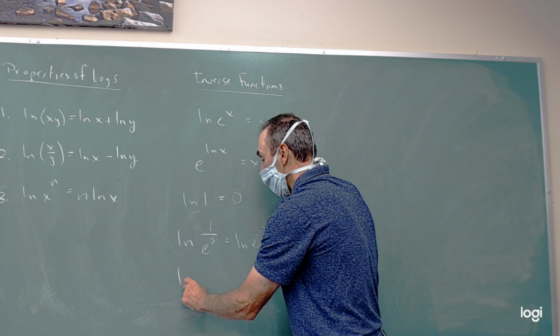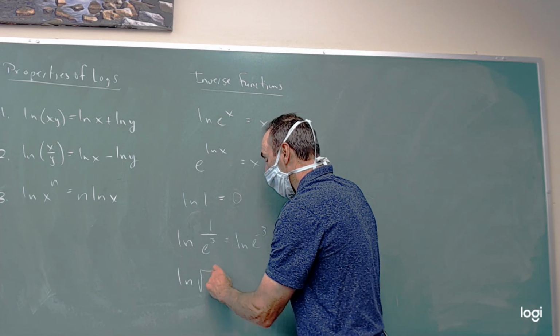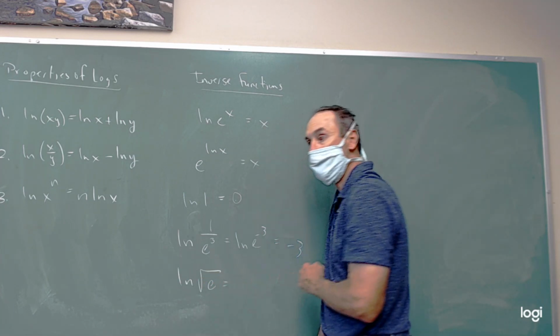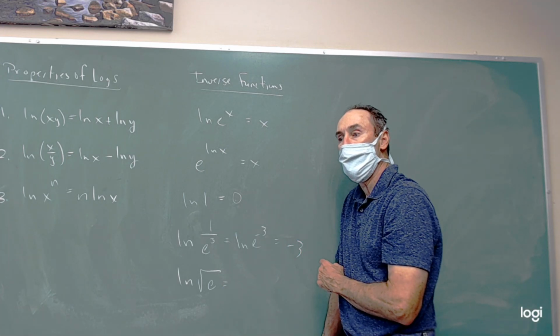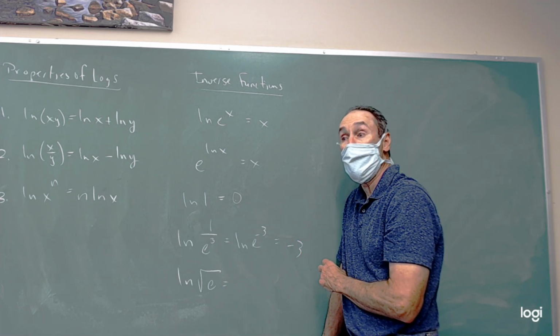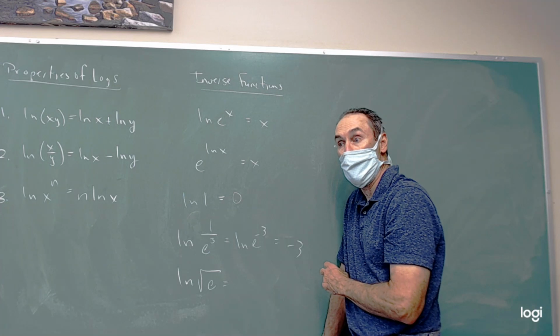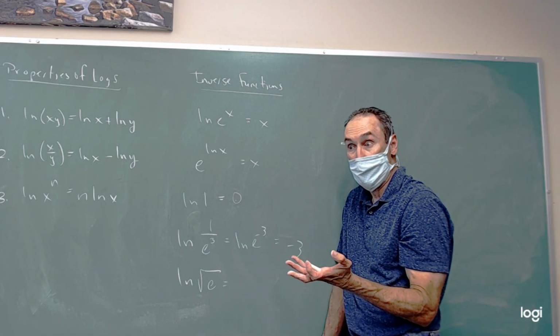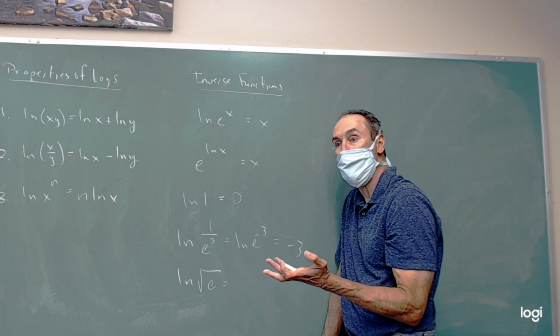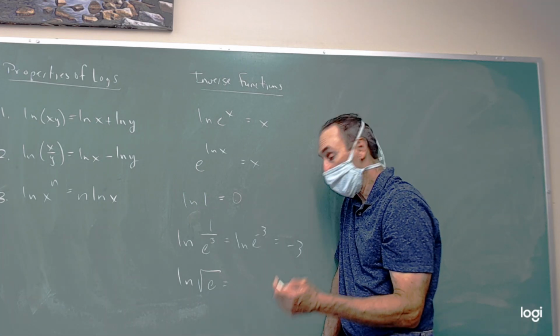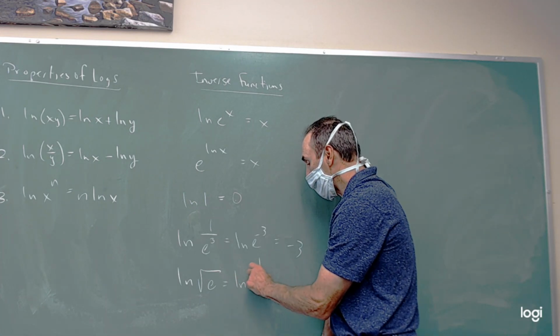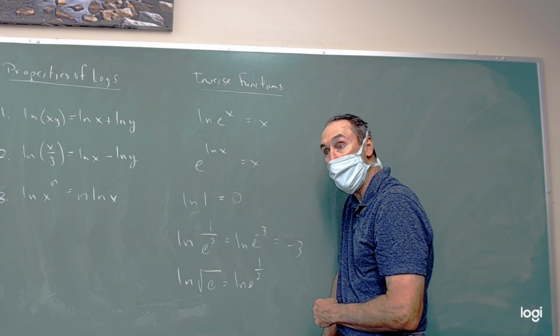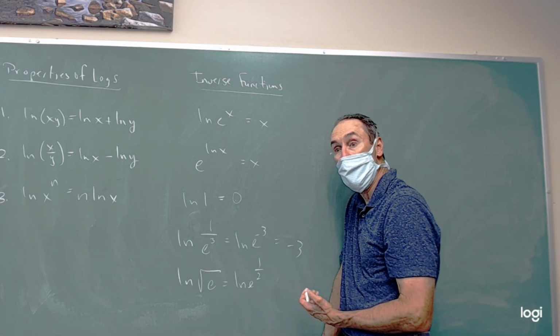Okay, now let's do natural log of, say, the square root of e. Now, square root of e is e to what power? There's the fraction, right? So radicals give you fractional exponents. Fractions give you negative exponents. So that's natural log of e to the 1/2, which then must be 1/2.